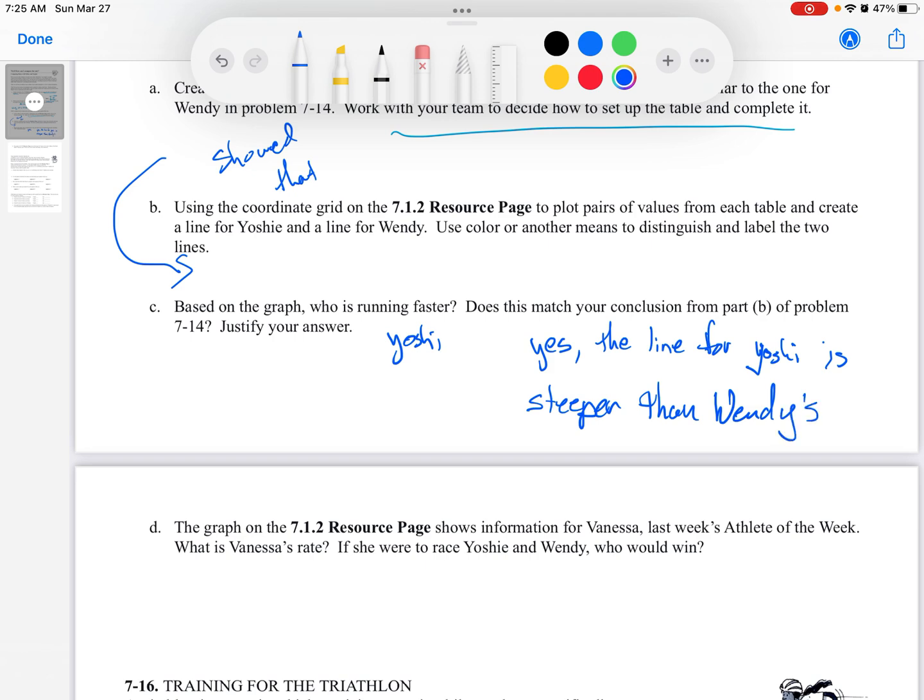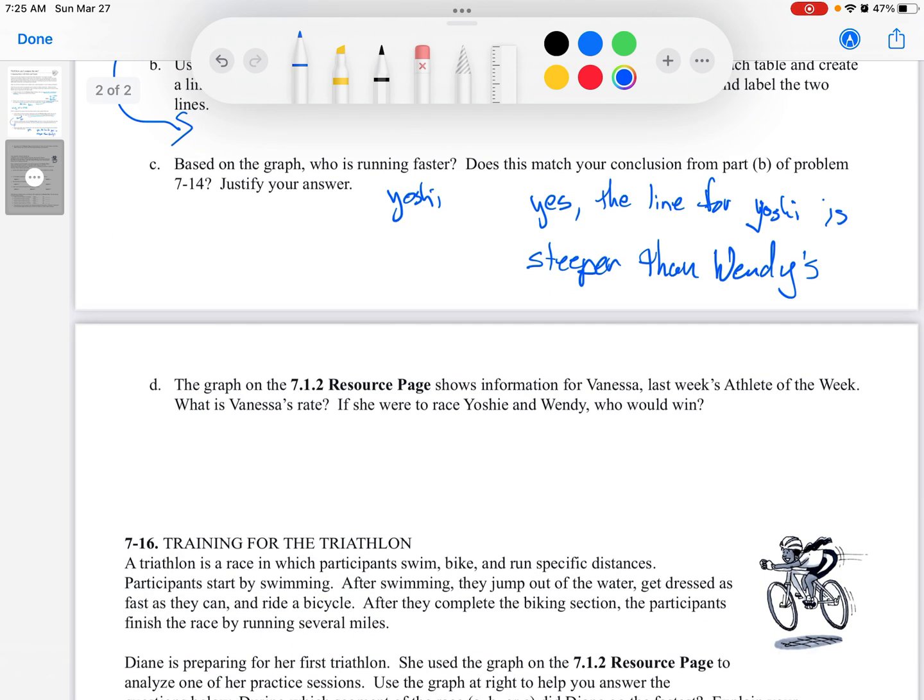A little bit steeper, right? The graph on 7.1.2 resource page shows information for Vanessa, last week's athlete of the week. What is Vanessa's rate? If she were to race Yoshi and Wendy, who would win? What's her rate? All right.